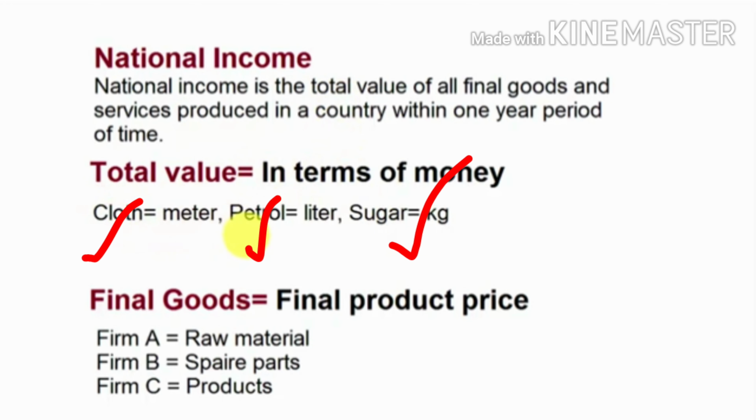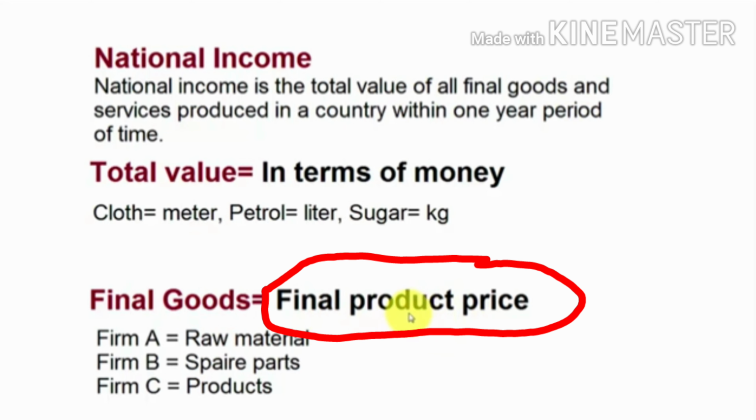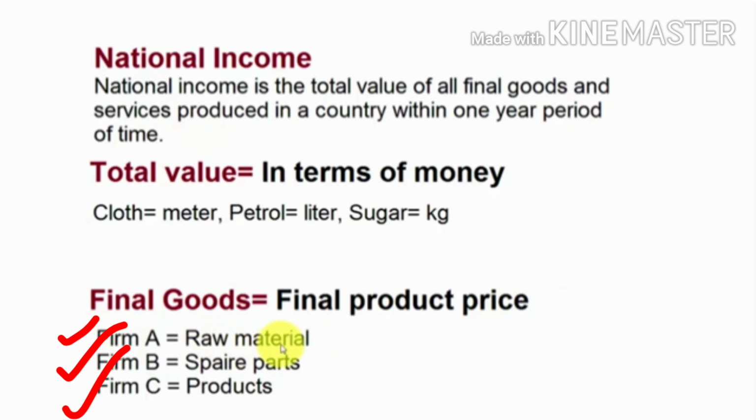We sell cloth in meters, petrol in liters, and sugar in kgs. But we will add only the money value of these products, which is called total value. And by final goods and services, we mean the final product price. For example, if we are producing a product, we use three firms. Firm A produces raw materials, firm B produces different spare parts of that product, and firm C joins these spare parts and makes a product. By selling these products, we get the final product price, which is called final goods and services.